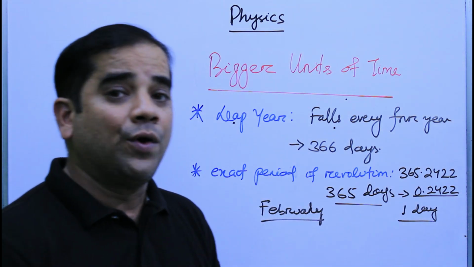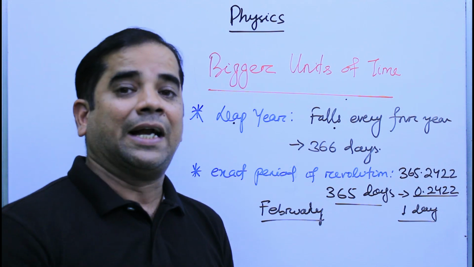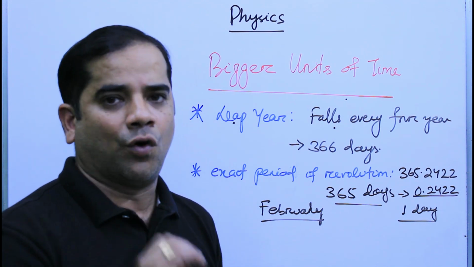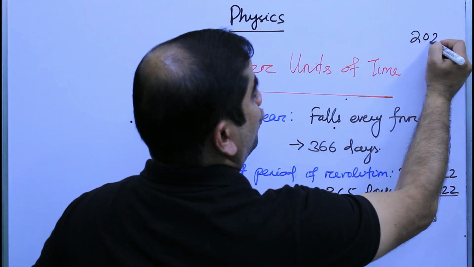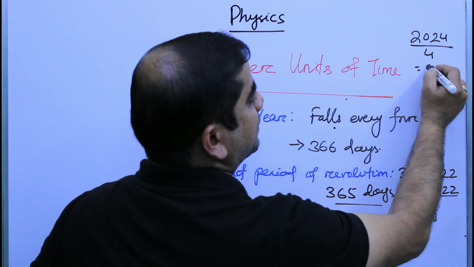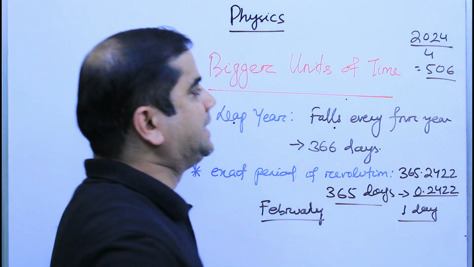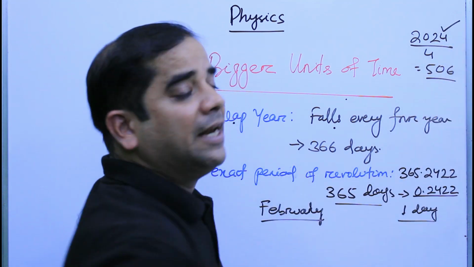Okay, so how can we recognize a leap year? A leap year is a year that is divisible by the number 4 because it falls every 4 years. For example, 2024 divided by 4 gives us 506. That means it is divisible by 4. So 2024 is a leap year.